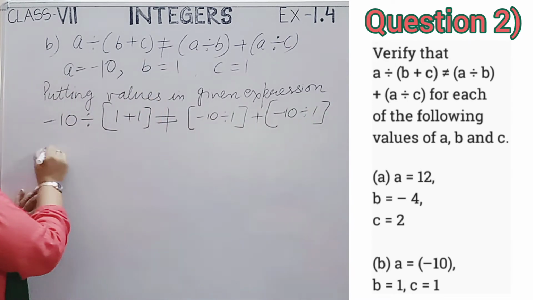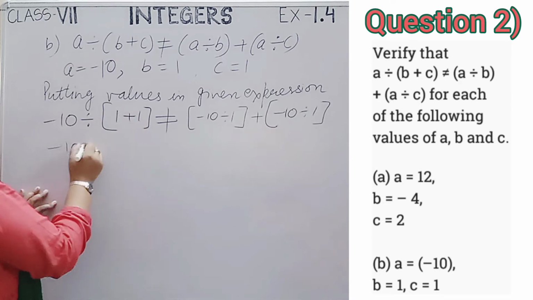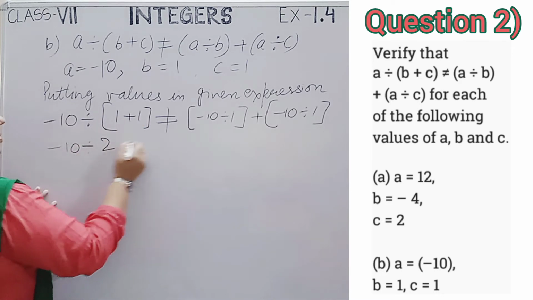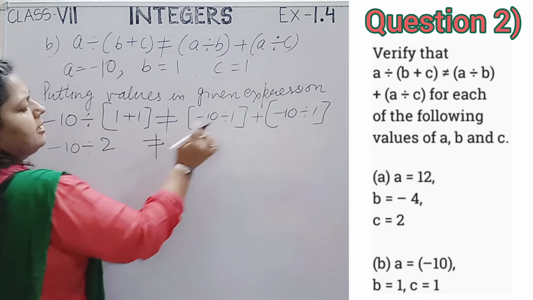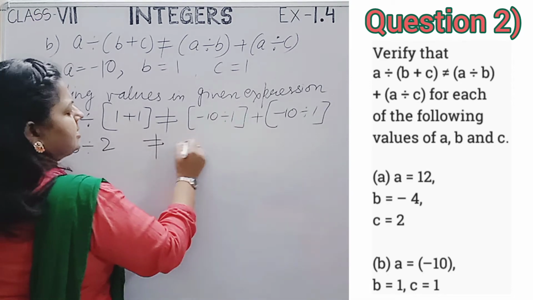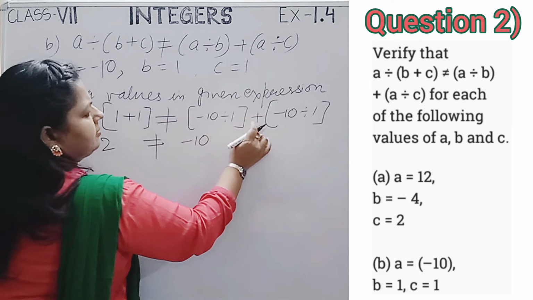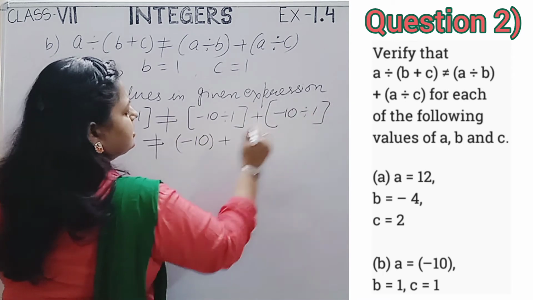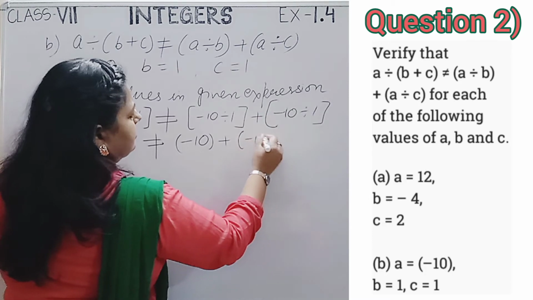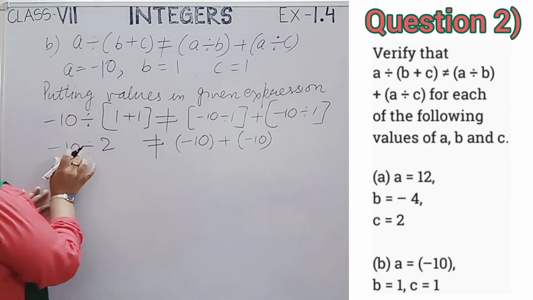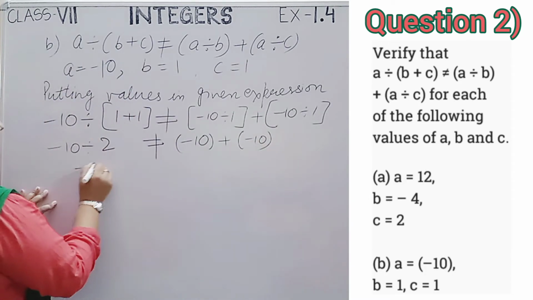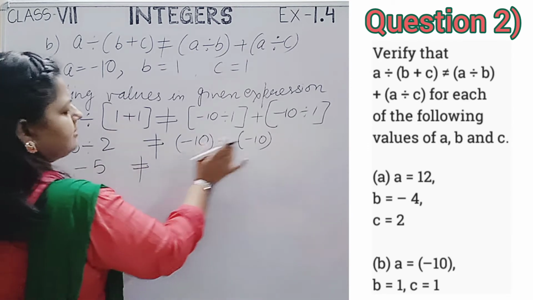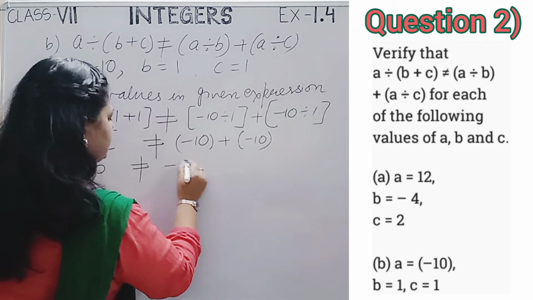So here, minus 10, solve this part: 1 plus 1 is 2, not equal sign, minus 10 divided by 1 is minus 10, and plus minus 10 divided by 1 is again minus 10. So here minus 10 divided by 2, we have 5, not equal to sign, minus 10 is minus 20.